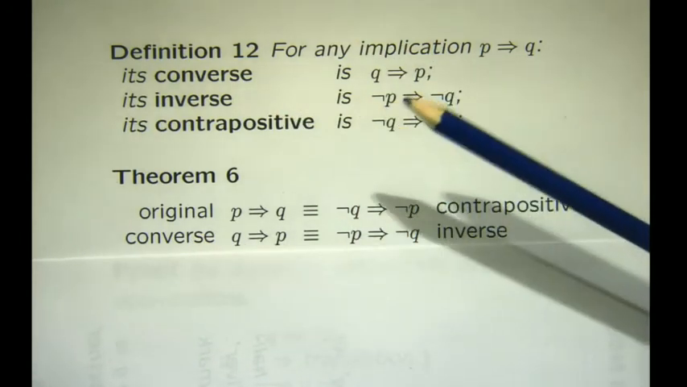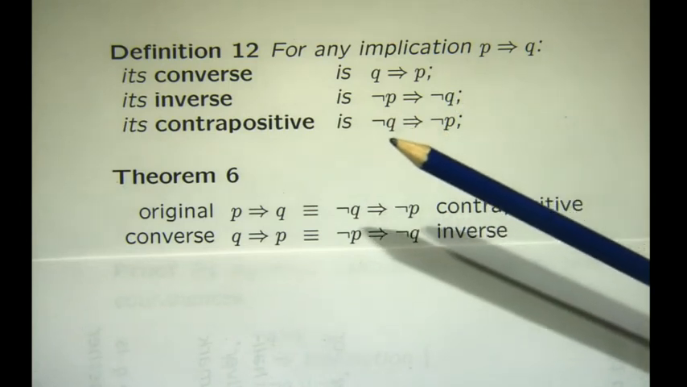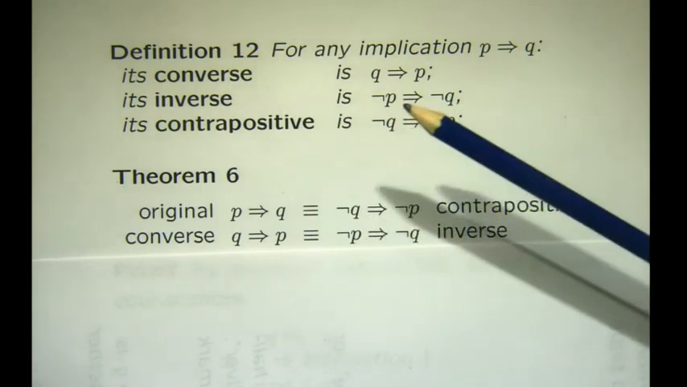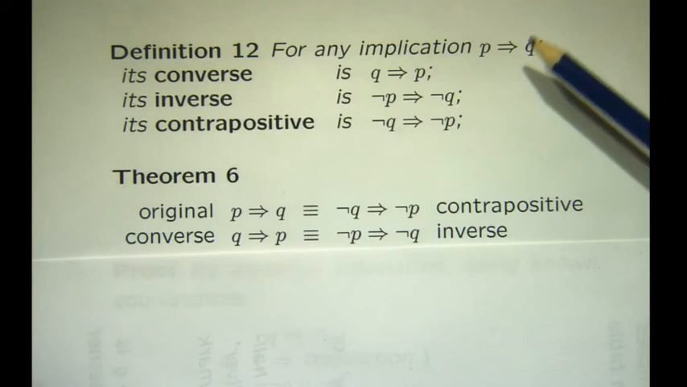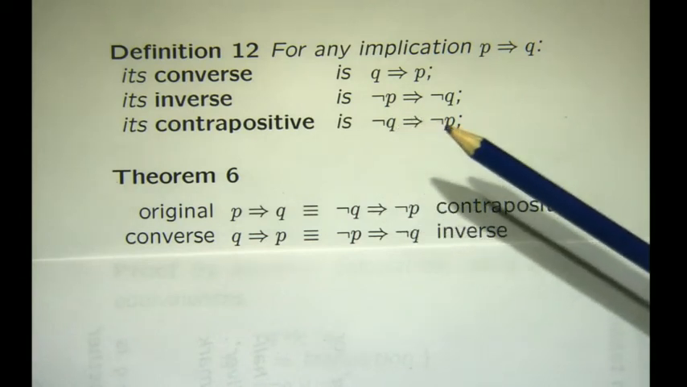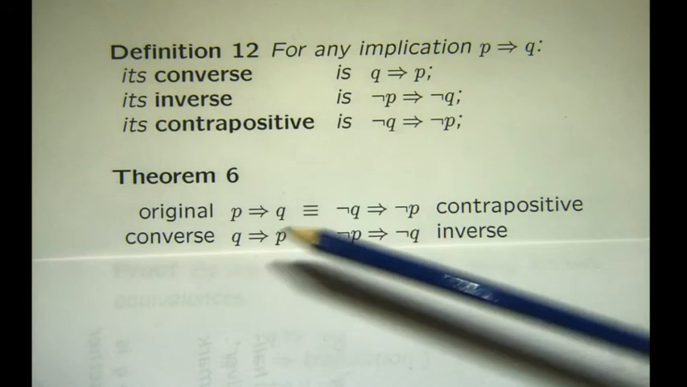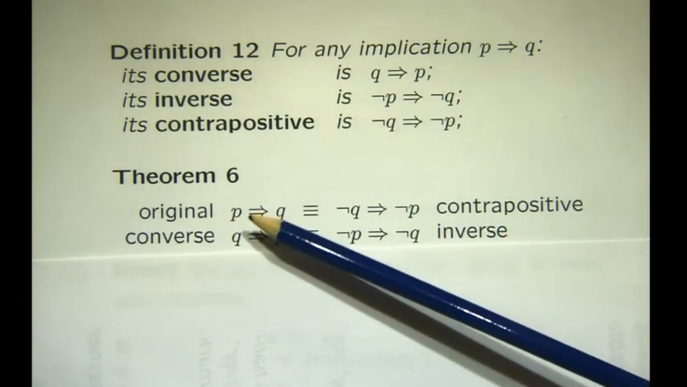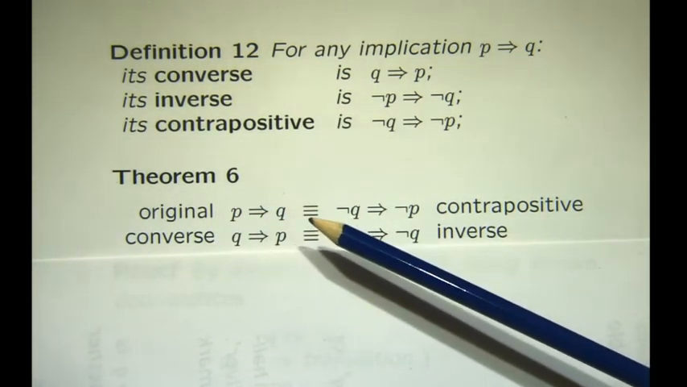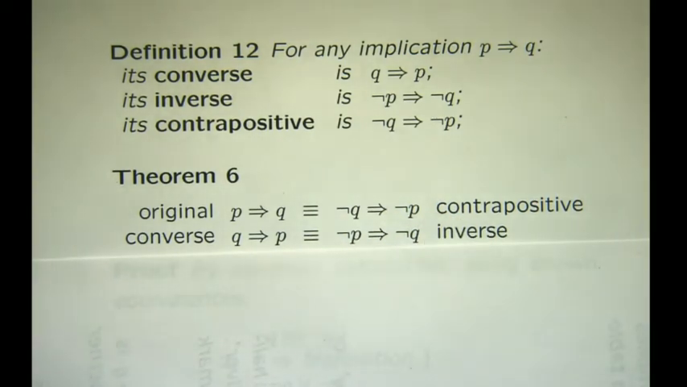The inverse is not P implies not Q. And the contrapositive is, notice that we flip them around one side to the other. Q has gone to the left, P to the right. But we've also negated them. That's called the contrapositive. And the key thing to remember is that the original, P implies Q, is equivalent to the contrapositive. That can sometimes be a very useful way to prove things.